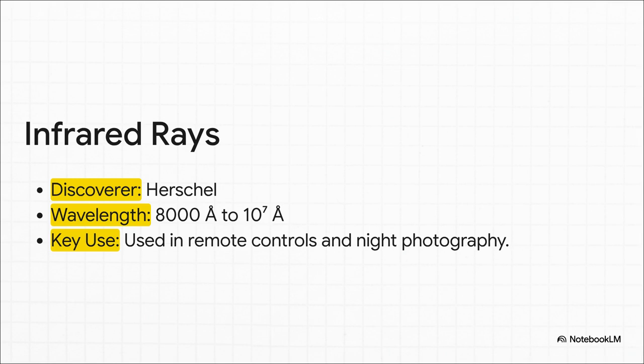Now let's hop all the way to the other side of the rainbow. Just past the red light, we find infrared rays. And the way William Herschel discovered these is just great. He was measuring the temperature of the rainbow, and on a whim, he put his thermometer past the red light and noticed it still got warm. We feel this radiation every day as pure heat. And yeah, it's what lets us change the channel with our TV remote.